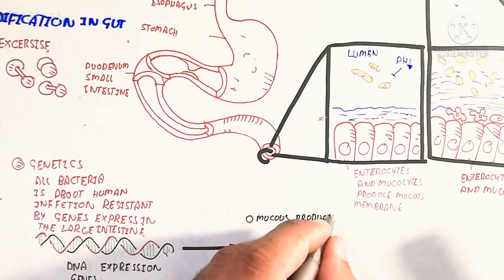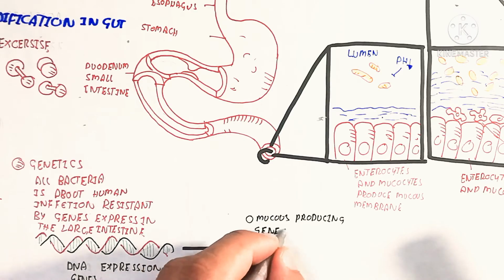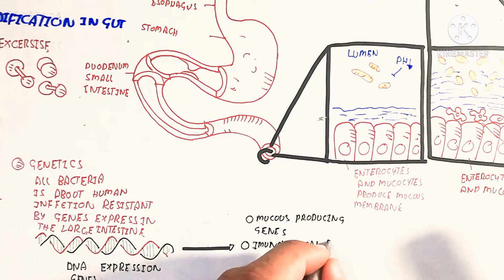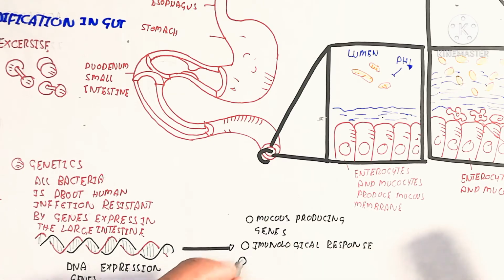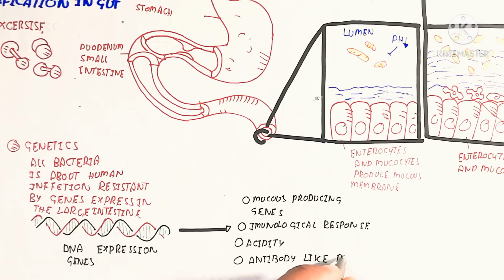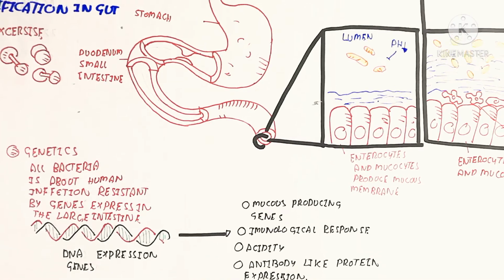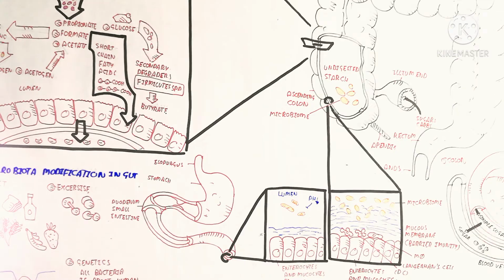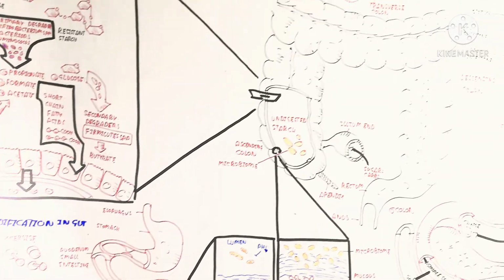This DNA expression in the form of RNA is known as transcription. Then the RNA is used to produce protein by using transfer RNA, which is known as translation. That protein comes in the form of mucus producing genes, immunological response, acidity, and antibody-like protein expression. So all these things are due to the microbiota, which our bodies adapt to resist.